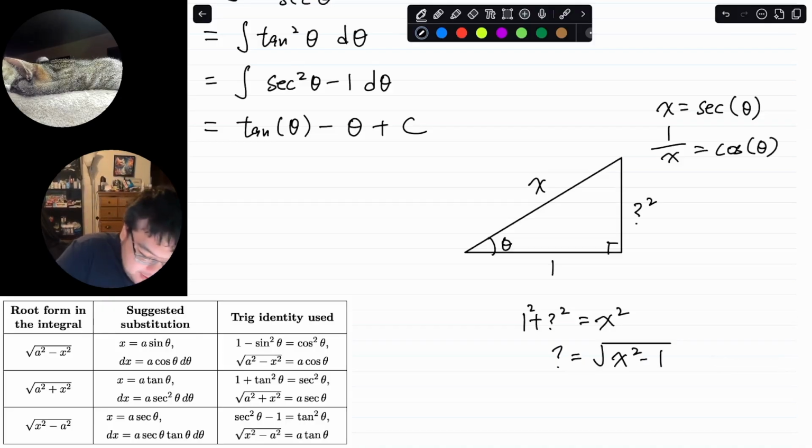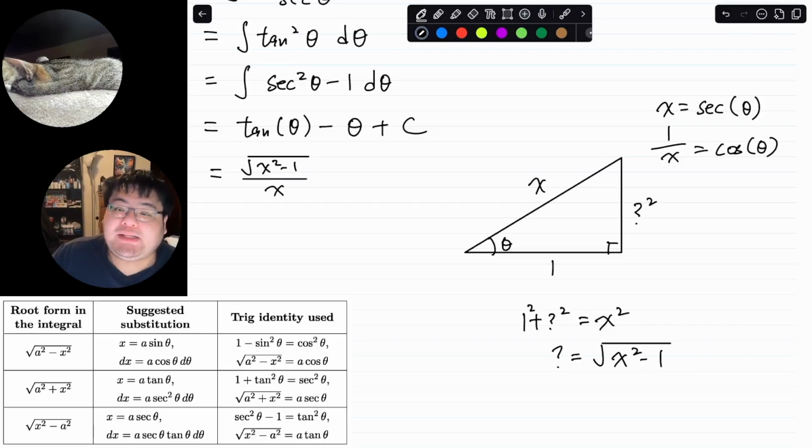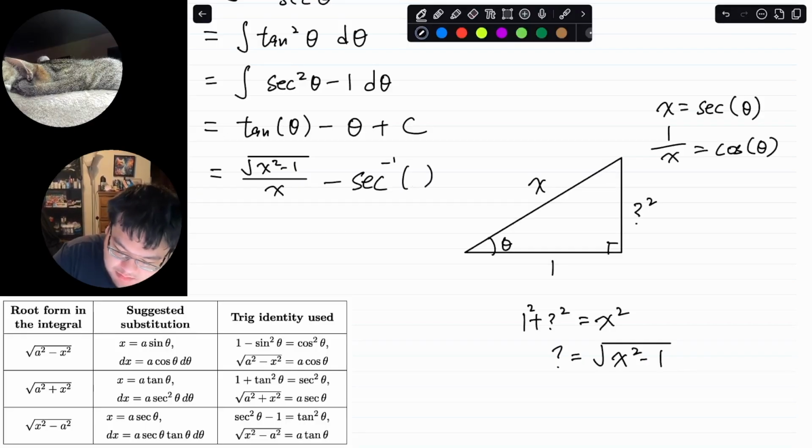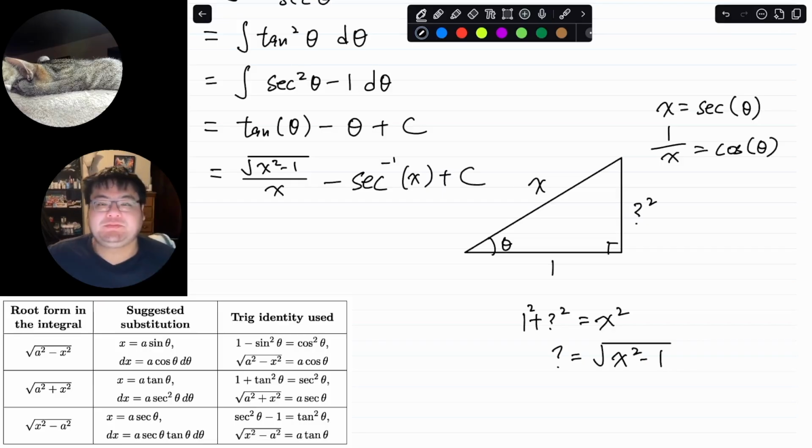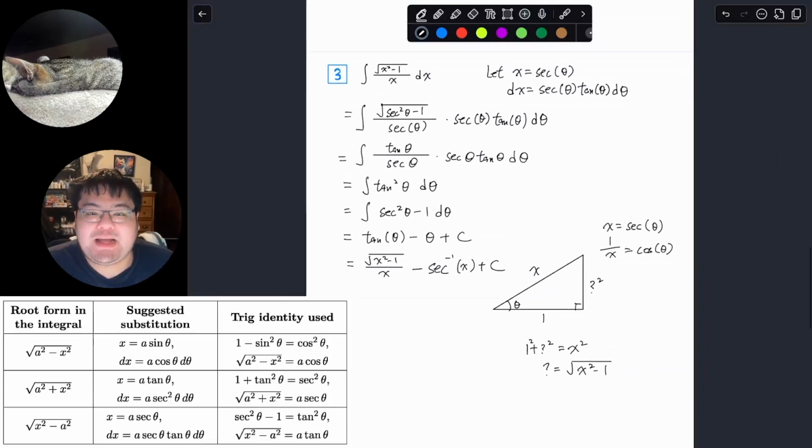Okay, so tangent theta will simply be the opposite side divided by x. And what is theta? There are so many ways that you can express it. For example, if you use the inverse of cosine, it will be arc cosine of 1 over x, or simply we can just use the inverse of secant plus c. So this is the second example, the third example, where trig sub is actually needed.